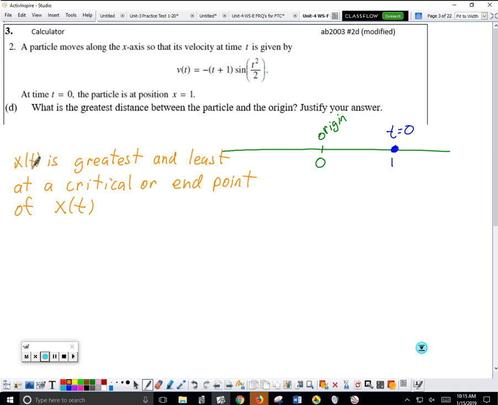Cool. So we just do the same thing as before. X of t is greatest. So now we got to go find the critical points. So x will have a critical point when the derivative of x is 0. So we're looking for when the velocity is 0. So do that on your calculator, please.